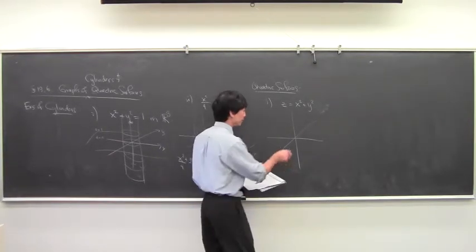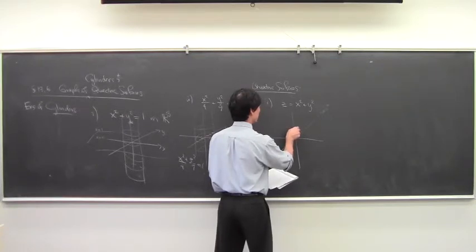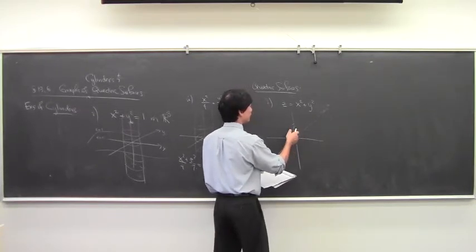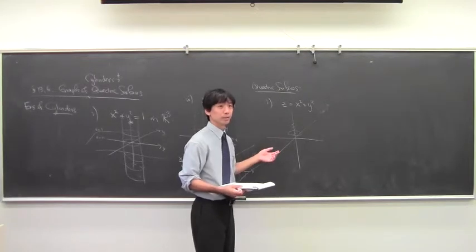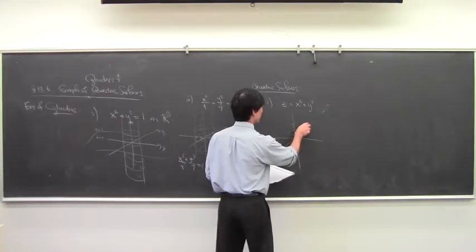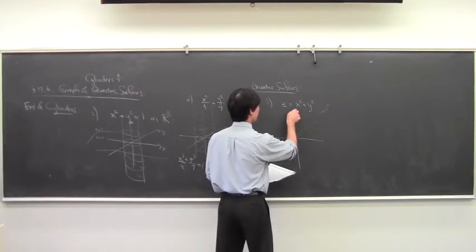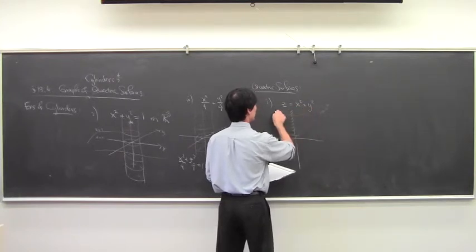Circle of radius 1, right? So at height 1, I'm going to get a circle of radius 1. At height 4, what do I get? Circle of radius 2, right? So the radius increases. At height 9, again I increase by 1.